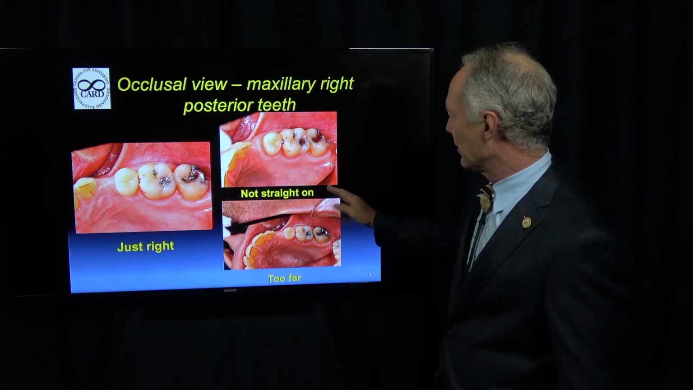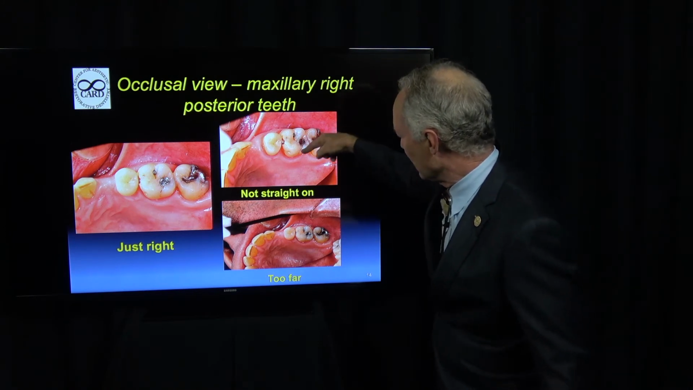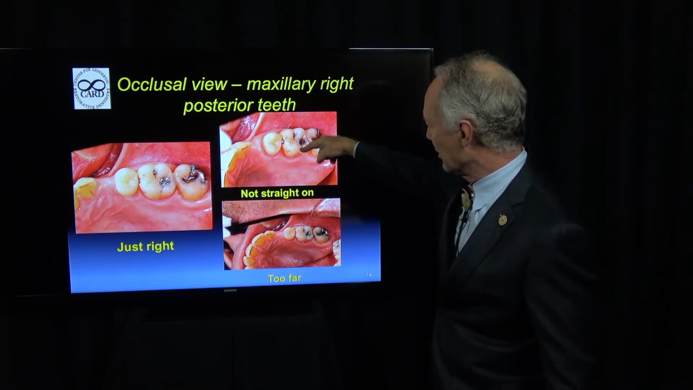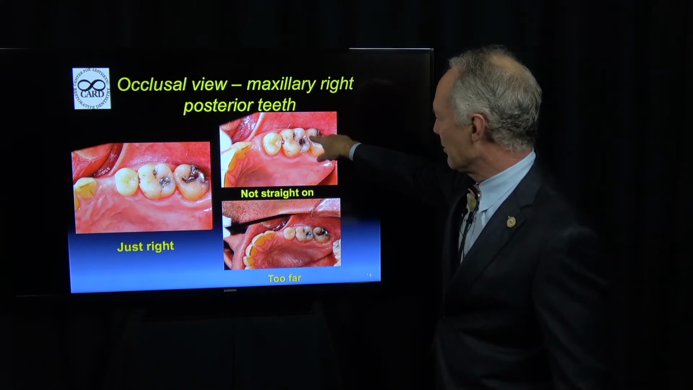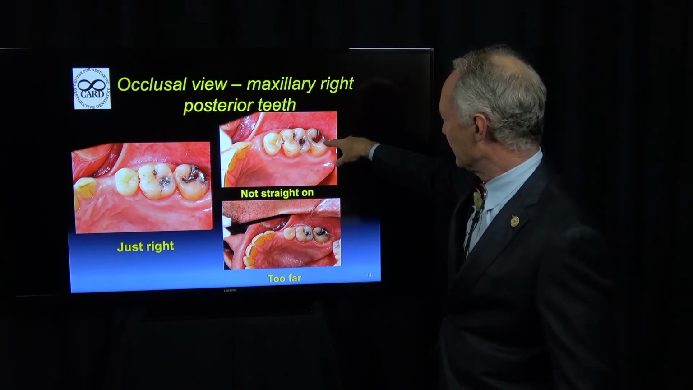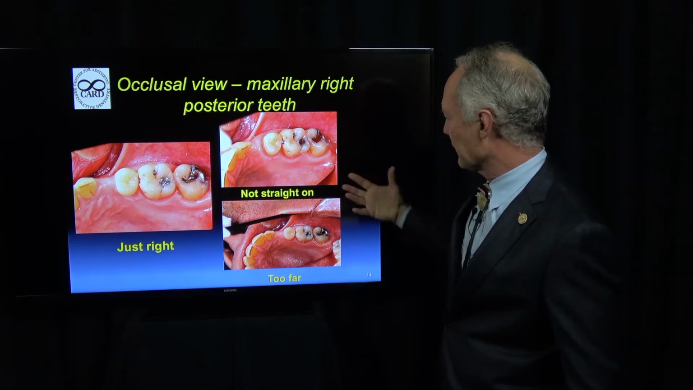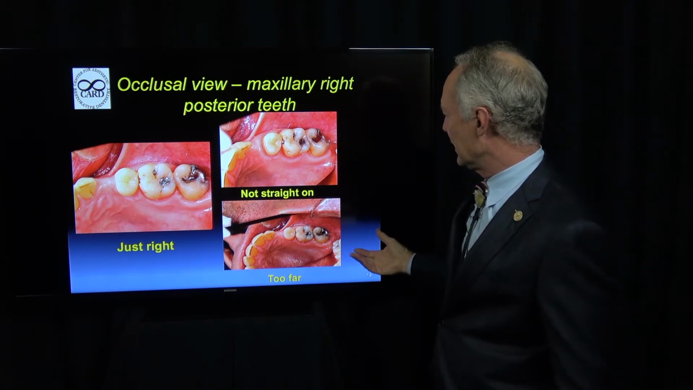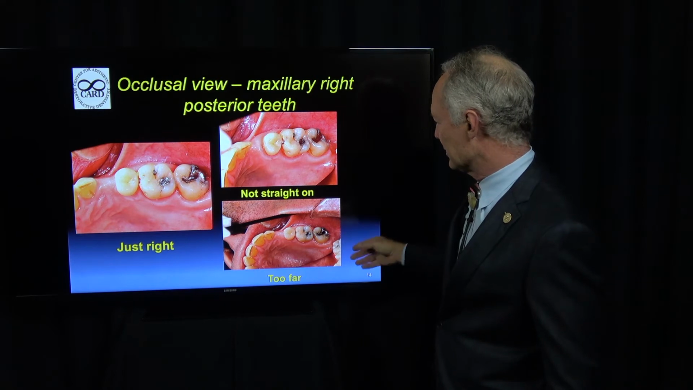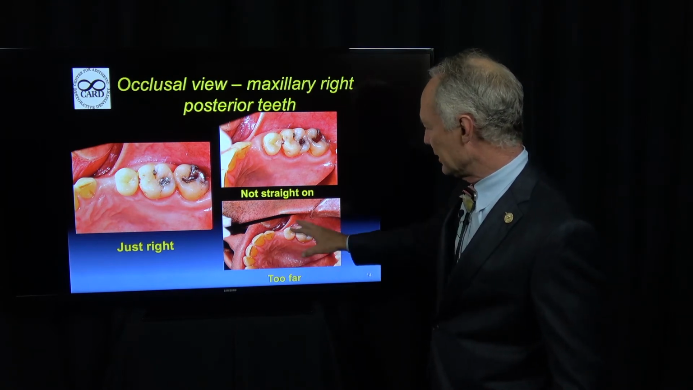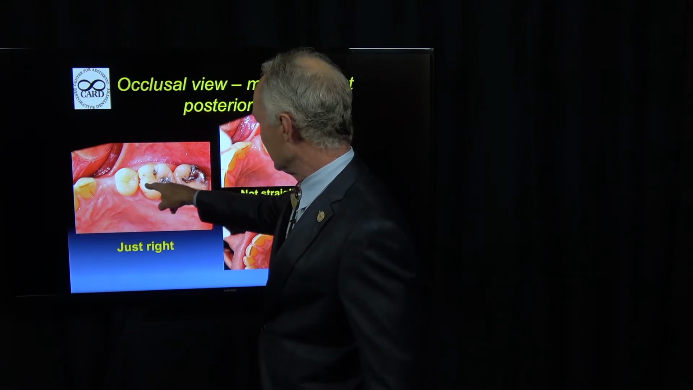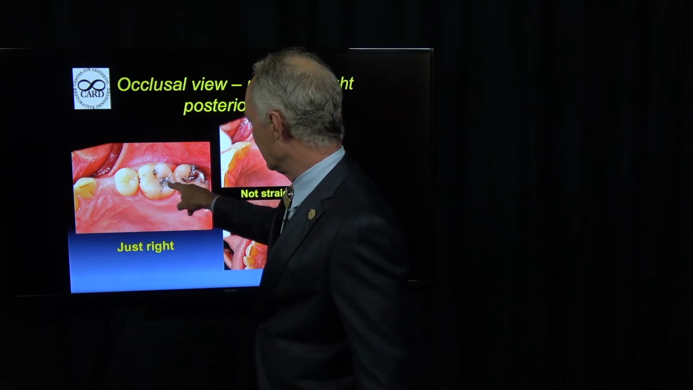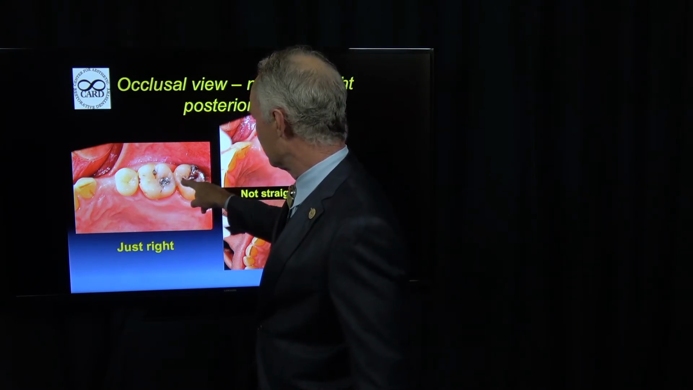This is not straight on. You want to take the picture along the long axis of the teeth, not to the side, because you can't see the margins of those fillings to see if they're leaky or not. Also, you can't see cracked teeth and other things. This is too far away. This is just right. It's along the long axis of the teeth. So you see the fracture right here. See the leakage around these fillings.